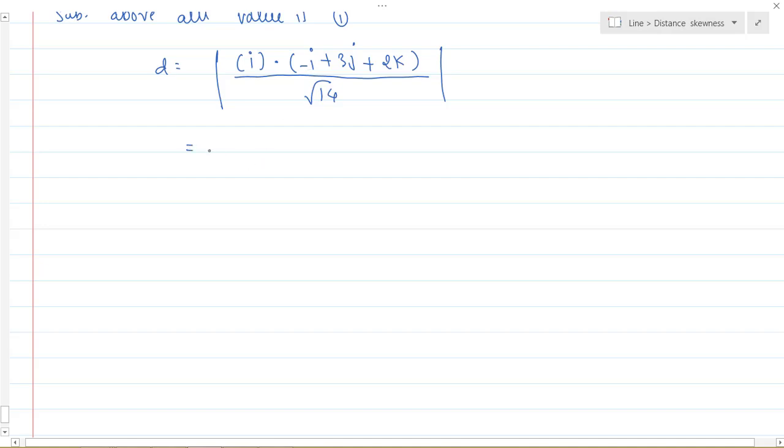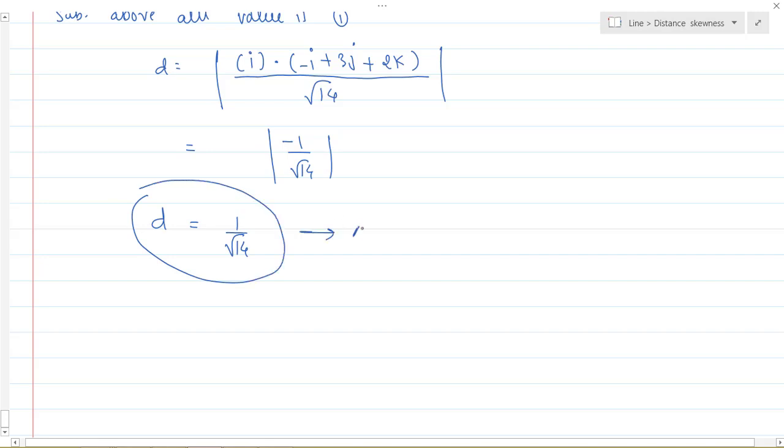So this is equal to minus 1 upon root of 14, which in modulus value is 1 upon root of 14. So what is the distance? The distance is 1 upon root of 14. That's it. This is what my answer is. It's as simple as that.